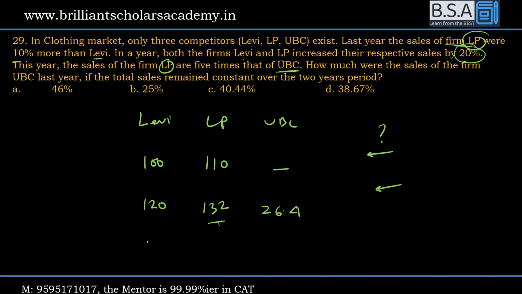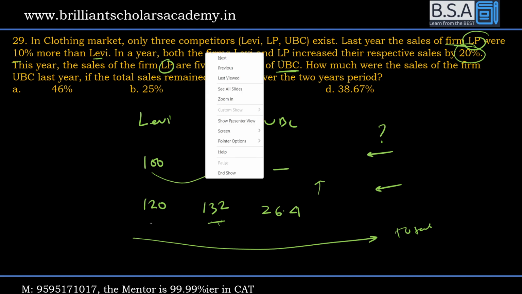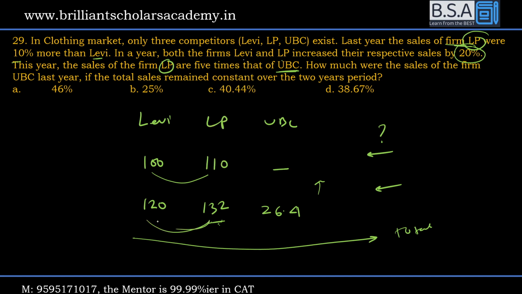Now can I say all these combined are the total sales? If I go back, the addition of these numbers is 210. Addition of these numbers is 252. 210, 252. They gained 42. This 42 they must have stolen from UBC because everything is fixed.